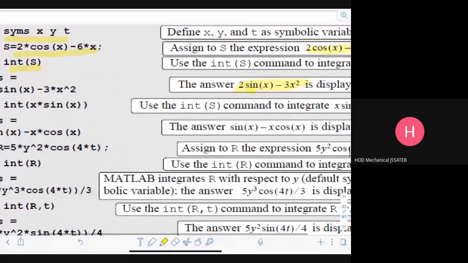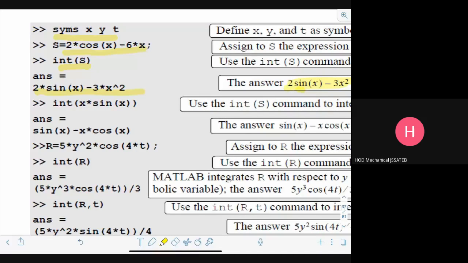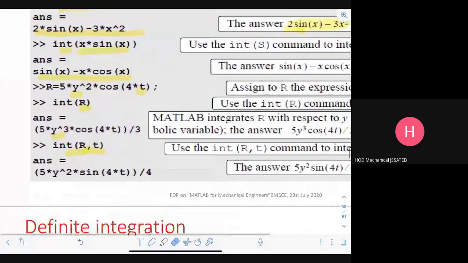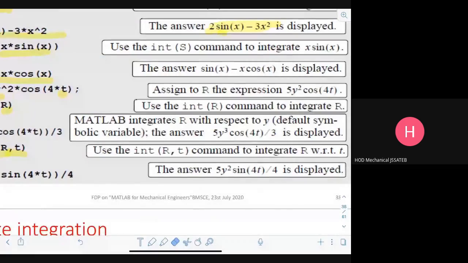Okay, and you can also write the int of the expression directly inside itself. Then also you can get the output. And here, if you would like to look at an expression which involves y and t, and when you say integration of r, integration will be done with respect to the default variable y. But if you say int of r comma t, then integration is done with respect to time. Remember, this is done with respect to time, and the answer displayed is this one.